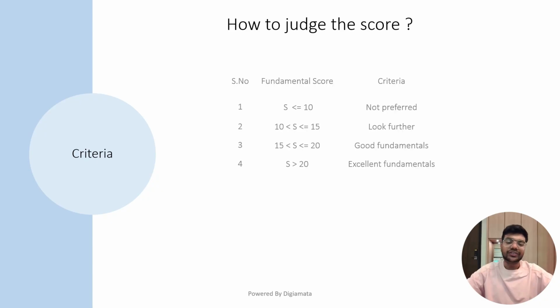Now these are your judging criteria. If your fundamental score is less than or equal to 10, we generally don't prefer it. We call those companies not very fundamentally strong. If you look from between 10 to 15, we call them look-further companies, which basically means you have to look further into the economics and the industrial growth. If the industry is going to do well, then you can go with those companies. But if the industries are going into recession, we really don't prefer to invest in those companies right now. If the score is between 15 to 20, those are companies with good fundamentals. You can analyze further and go with them.